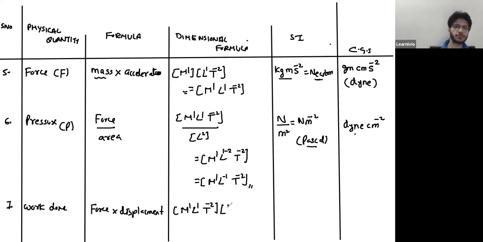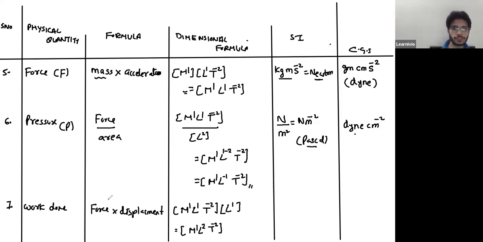Here displacement is L1. Combined, it is M1, L square, T minus 2. So this is the combined dimension of work done. Work done is force multiplied by displacement. Force is M1, L1, T minus 2 multiplied by displacement, which is L1. So the combined is M1, L square, T minus 2.